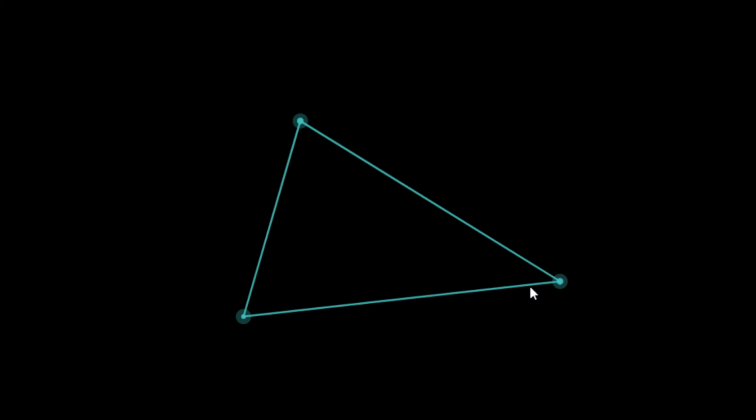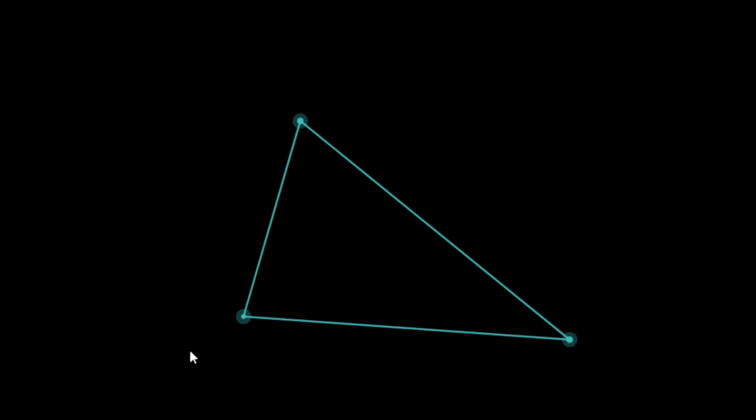Finally, if all three lengths of the triangle are different, so for example here, when this length here is different from this length here, and it's different from this length here, we'll call this triangle a scalene triangle.